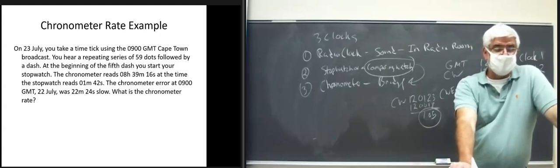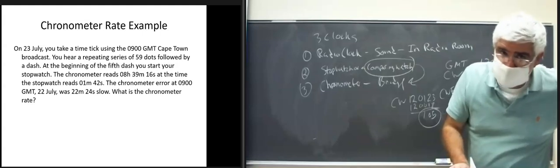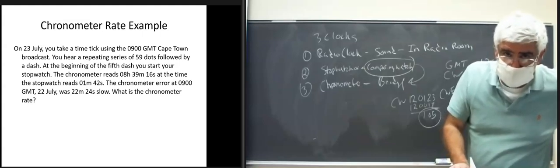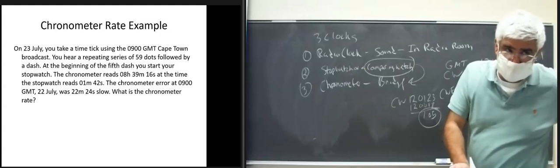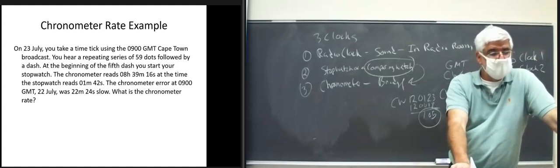So yesterday, when you checked your chronometer, it was 22 minutes and 24 seconds slow. That's almost half an hour, but you didn't screw with these things. You did not adjust them, okay? You just wound them up. So yesterday it was 22 minutes and 24 seconds slow.